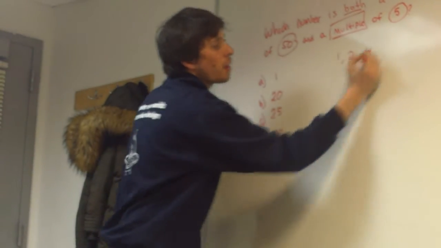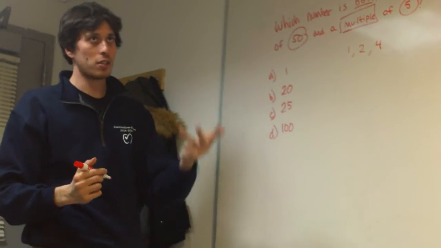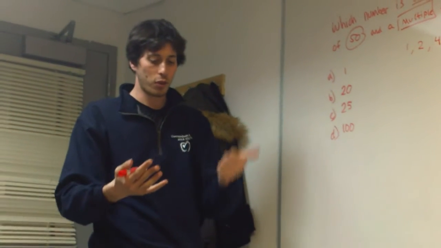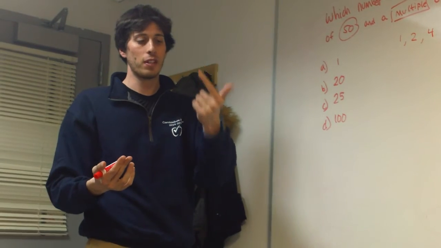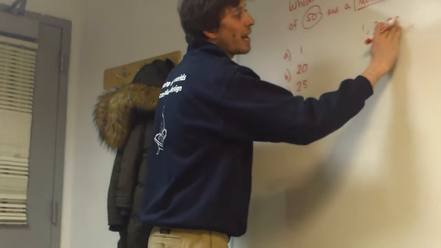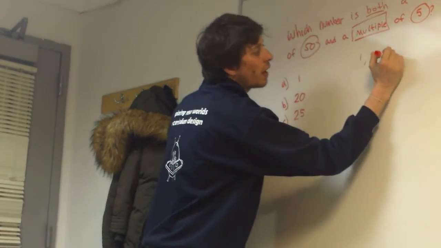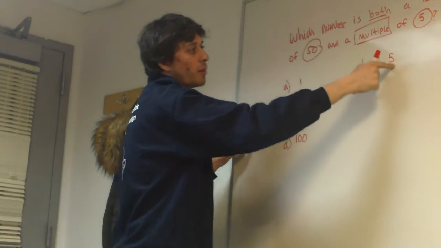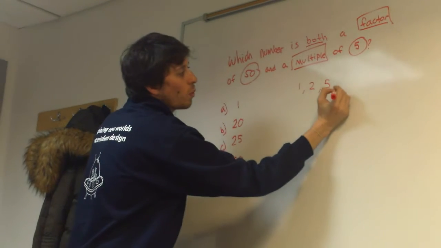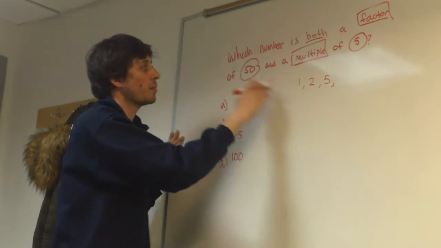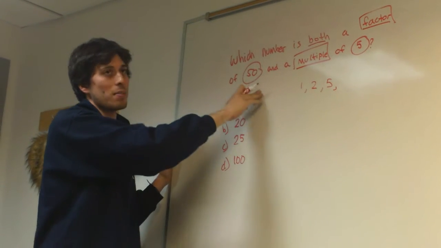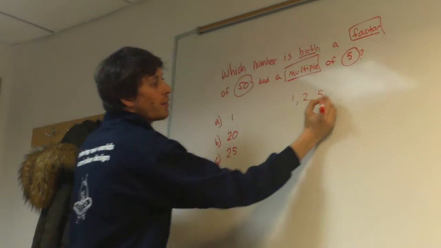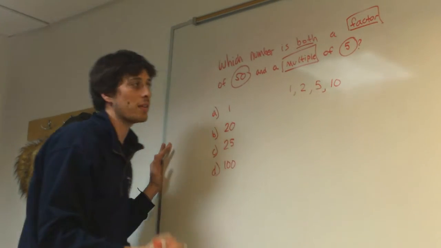Let's try 4. 4, 8, 12, 16, 20, 24, 28, 32, 36, 40, 44, 48, 52. Nope. 4 does not go into 50. That is not a factor. What about 5? I know that 5 does go into 50 because 50 divided by 5 gets 10. What about 6? 6 times something does not get 50. 7 times something does not get 50. Neither does 8. Neither does 9. Oh, but I know 5 times 10 does get me 50.